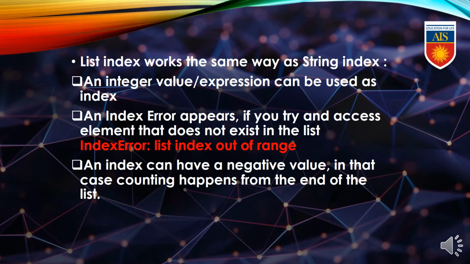List index works the same as string index. An integer value expression can be used as an index. An index error appears if you try to access an element that does not exist in the list: index error, list index out of range. An index can have a negative value. In that case, counting happens from the end of the list.